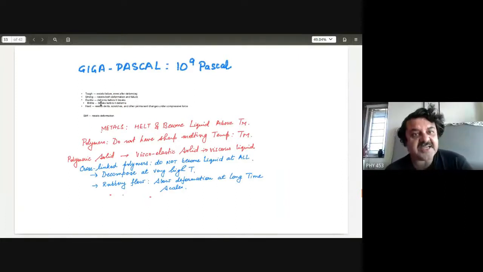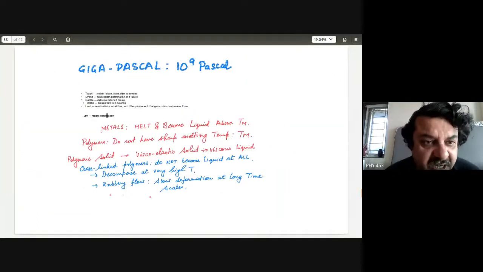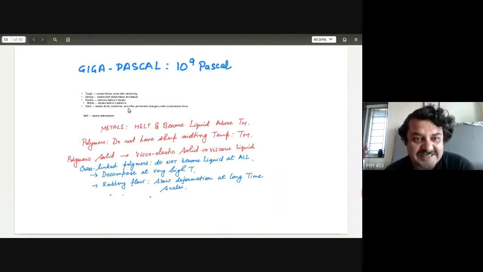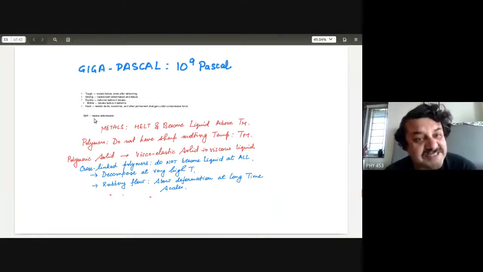Okay, ductile is, it will have a very long deformation regime. It will neck a lot before it breaks. Brittle is, it will rather break before it deforms too much. So basically, this region will be small, and then immediately thereafter you will get fracture after a very small plastic deformation and necking region. And hard is, under compressive strength, resist dense scratches and other permanent changes under compressive force. And stiff is, it will resist deformation, any kind of deformation.